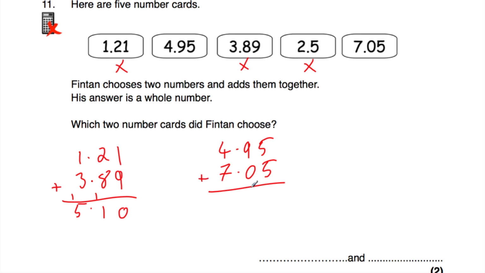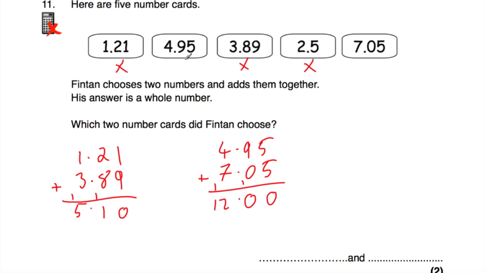And this should work. So again, let's line up the numbers, line up our decimal points. 5 plus 5 is equal to 10, put a 0 down and carry a 1. 9 plus 0 plus 1 is equal to 10, so put a 0 down and carry a 1. As you can see here, this is now going to be a whole number. 4 plus 7 is equal to 11, plus 1 is equal to 12.